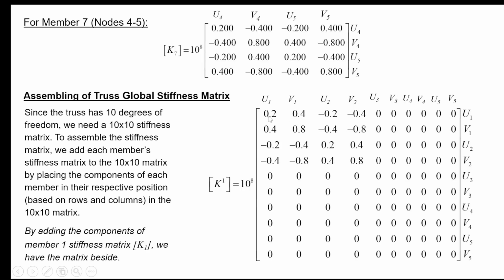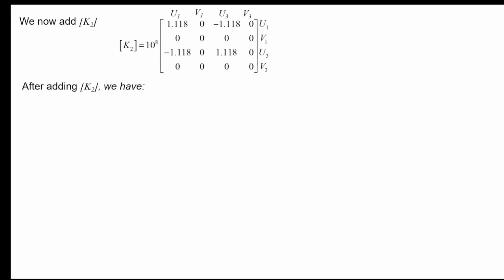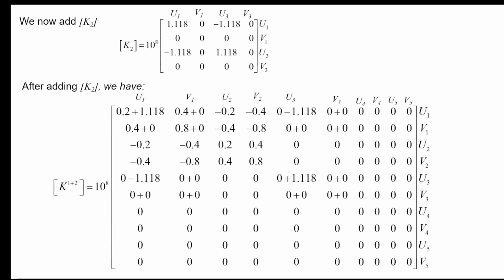So that is how we place that 0.2. And that is how we pick every other member from the stiffness matrix of member 1 and place them in this assembled stiffness matrix. So by then, every component of that stiffness matrix of member 1 is here. So we proceed by now adding that of member 2.